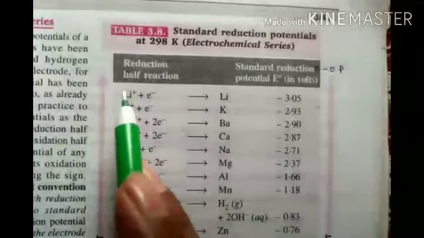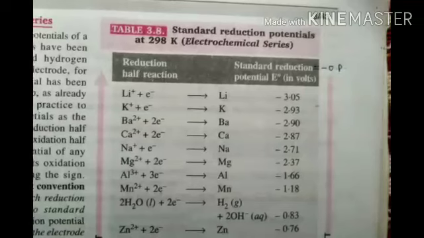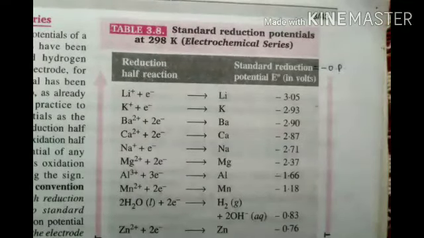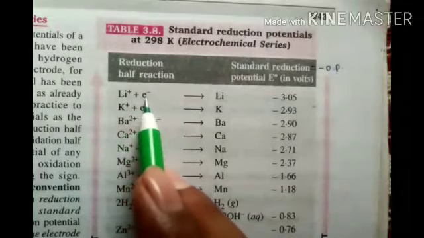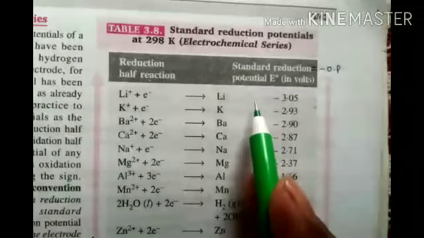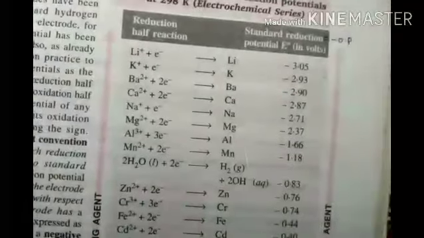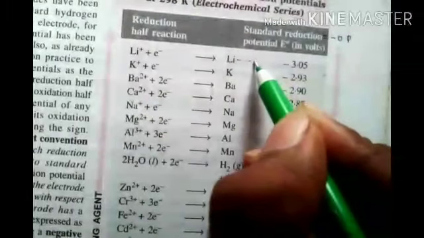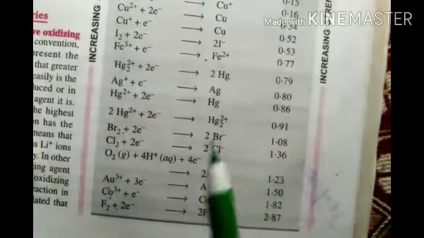Got it? This is about reduction potential. And lithium can be easily oxidized, so it has the highest reduction potential. Write the point. Lithium is easily oxidized, that's why it is highest reduction potential. Oxidize means lithium can release electrons easily. Now next, come to downside.